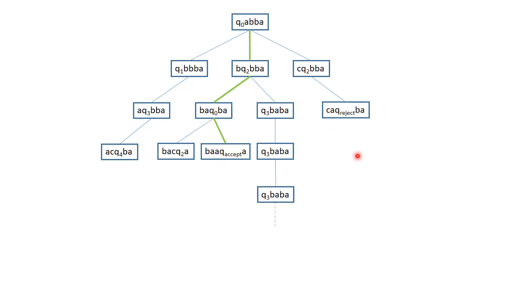But here is the thing. When we are doing this, we are basically searching for something. We are searching in this tree. Imagine that the tree is full in front of you. You are searching for an accepting configuration. All right? Now, there are several ways to search a tree.